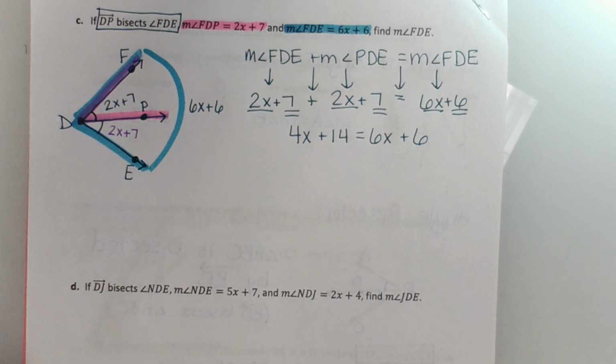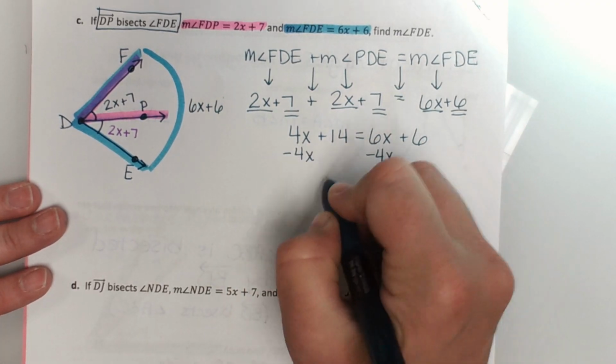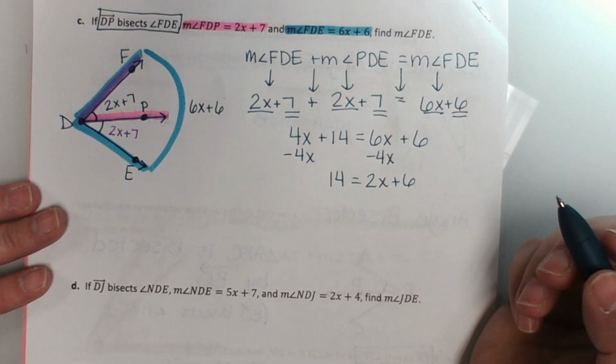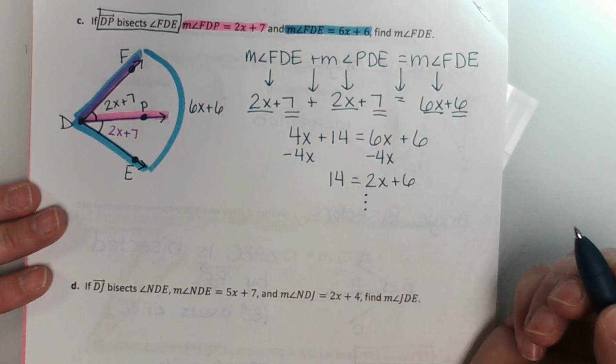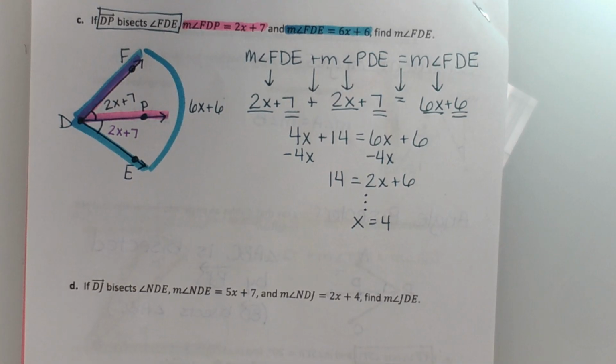Now, if I want to get my x's together, because that's the next thing we should do, is do opposites. X is 4. Is that what it wanted? No. I need to plug it back in.